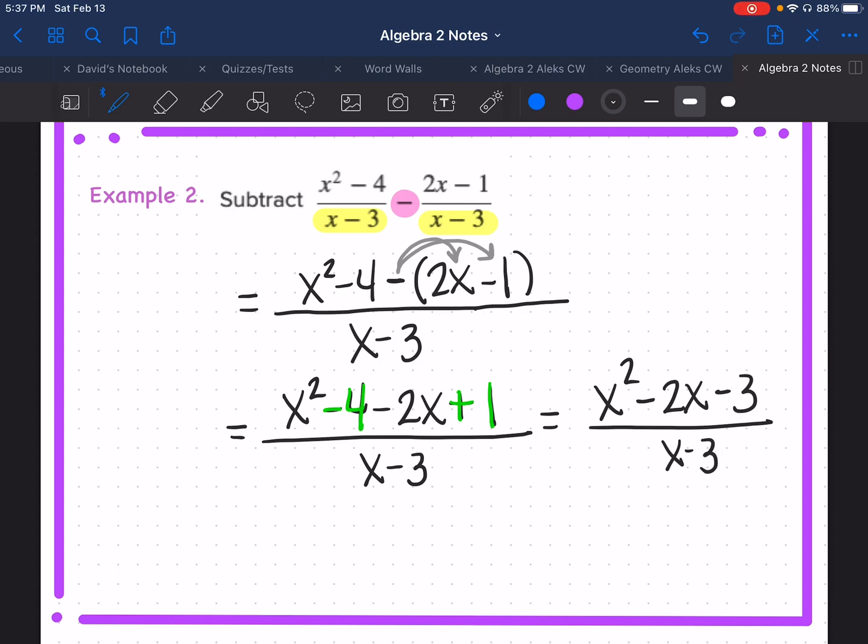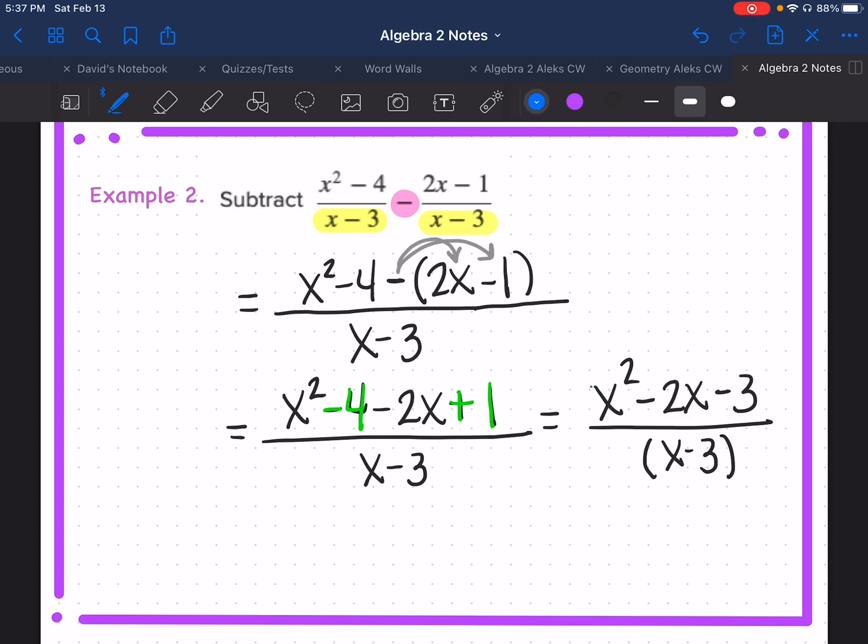Now, the last thing I have to do is see if I can factor the numerator. The denominator is already a factor. I could just put it in parentheses because x plus a number or x minus a number can be considered a factor. And so they can stay together in parentheses. But in the numerator, I have to factor.